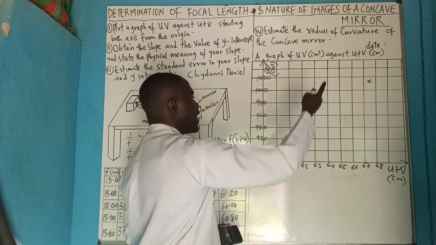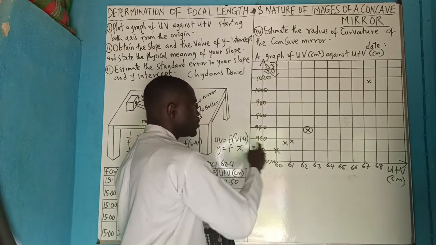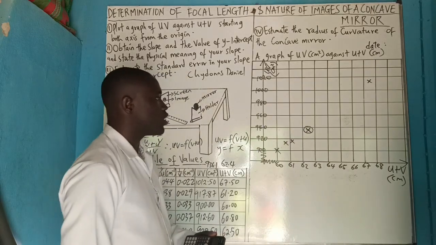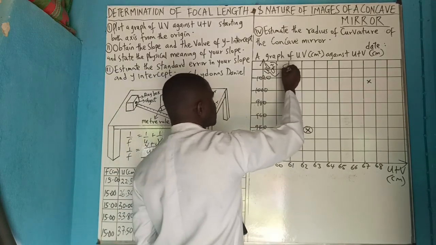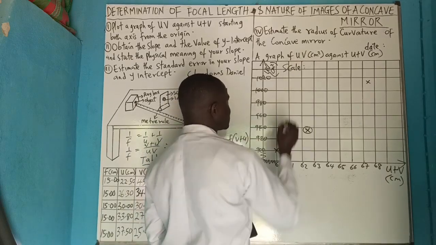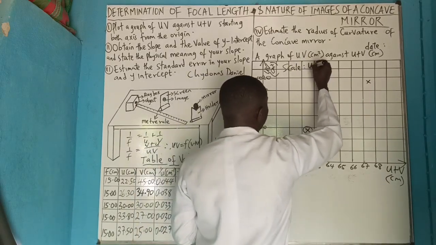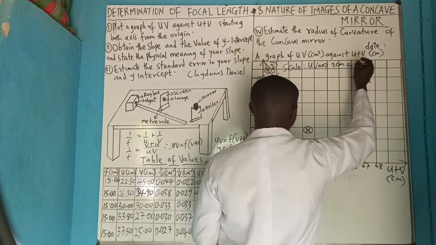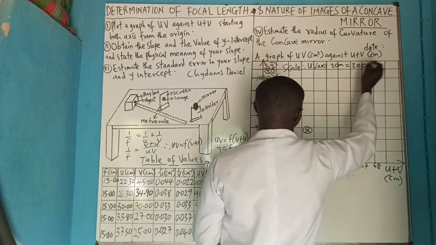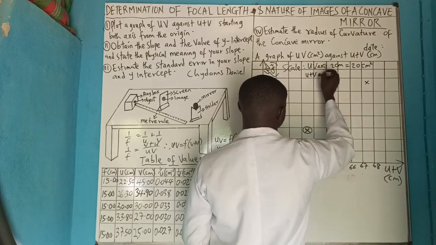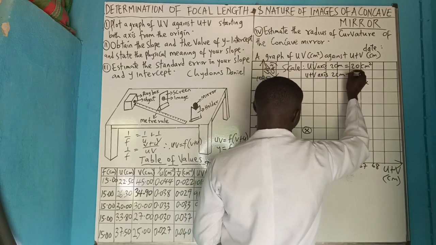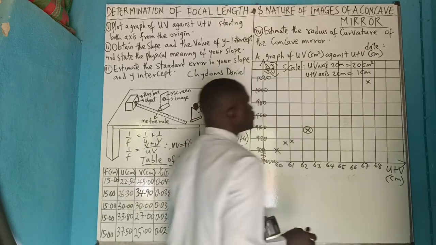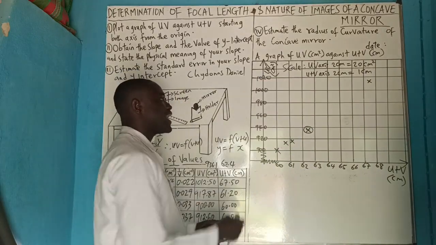Then that means your line of best fit should pass through this centroid. We call this second part the centroid. Okay? Don't forget to include your scale. Your scale says in UV axis 2 cm is equals to 20 cm squared, and in U plus V axis, 2 cm is equals to 1 cm. So let's draw our line of best fit.